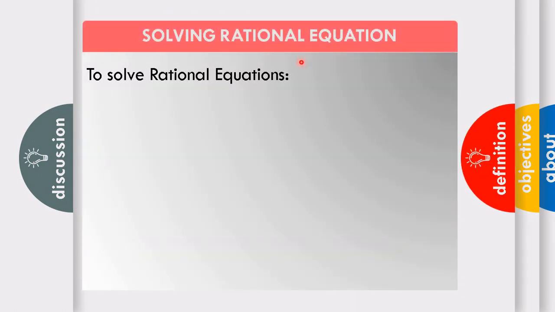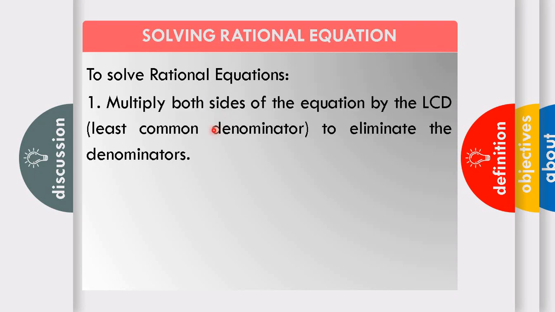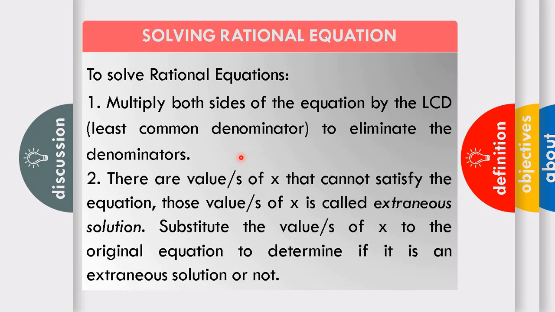So next is about solving rational equations. To solve a rational equation, we must follow two steps. Step number 1, multiply both sides of the equation by the LCD, or the least common denominator, of the rational expressions in the equation, to eliminate the denominators. Second, there may be values of x that cannot satisfy the equation. Those values of x are called extraneous solutions. These extraneous solutions are not solutions to the rational equation. Substitute the value or values of x into the original equation to determine if it is an extraneous solution or not.